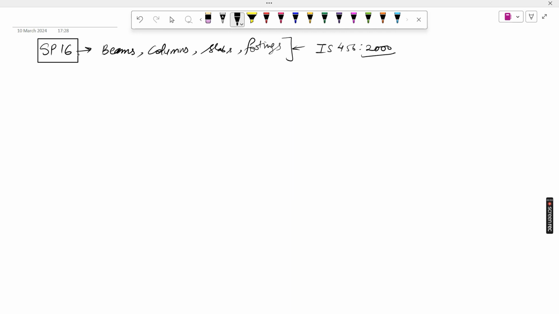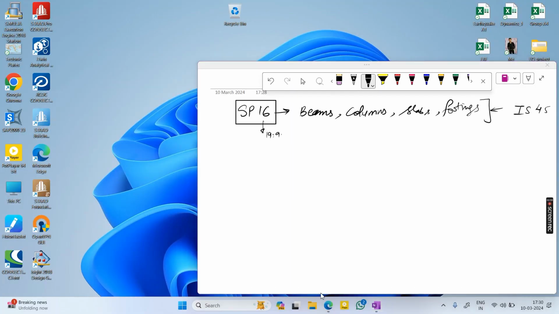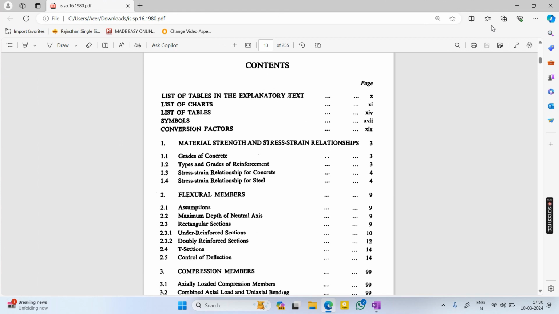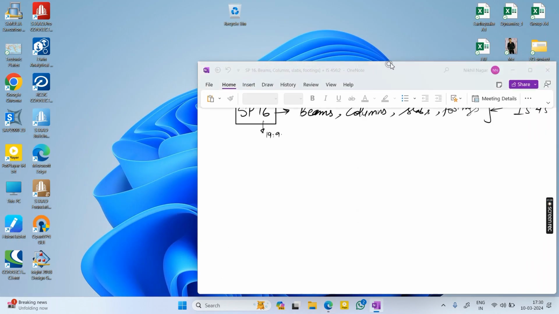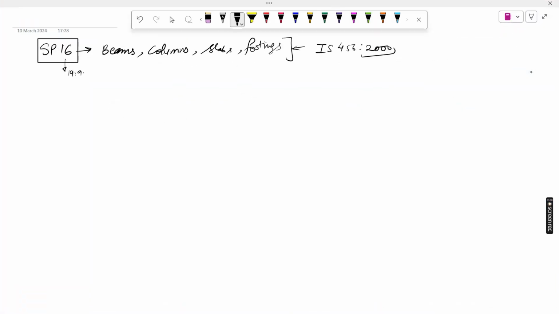The version may be anything, because I have, I think, 1990 or 1980, I checked. Okay, I have the version of 1980. So the IS code will also be the previous one. Okay, now we are going to design the beams, columns, slabs and footings.